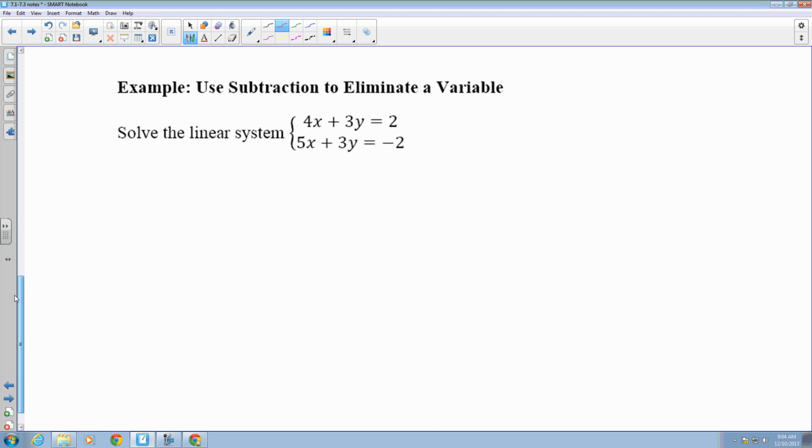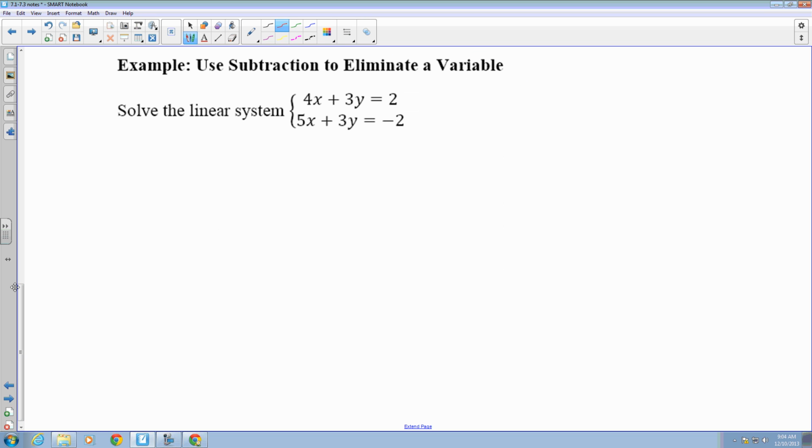So when they say to use subtraction to eliminate a variable, they're just saying, hey, look, the y's are both 3's. But what I'm going to do is multiply one of the equations by -1 so that we can stay consistent and add every time. So if I multiply the top one by -1, that's -4x minus 3y equals -2. And then I can just be consistent and add every time. 5x plus -4x is x. The y's cancel. X is -4.